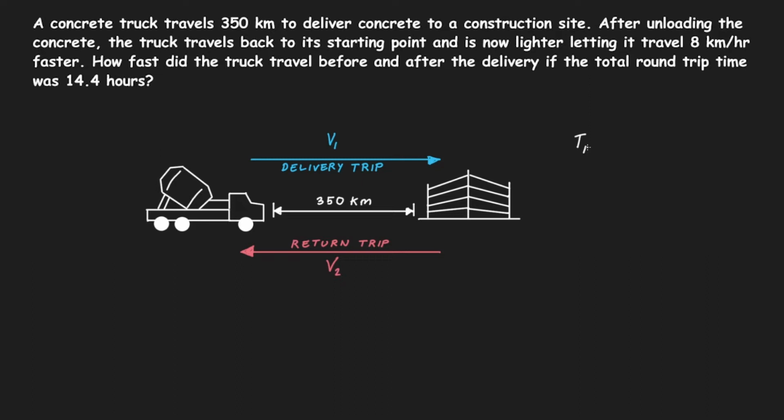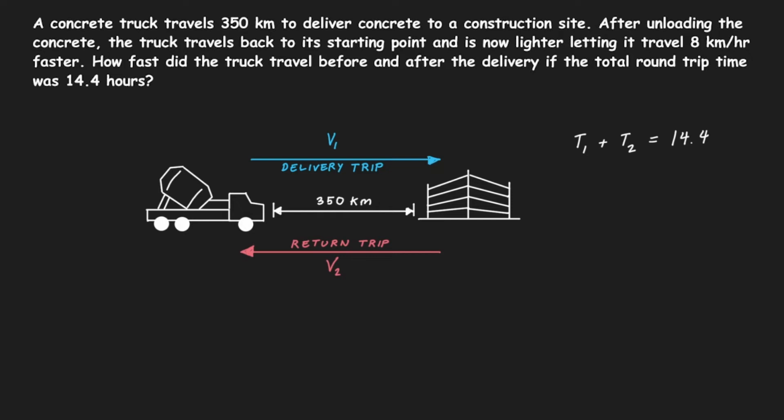So here I'm going to write T1 plus T2 equals 14.4. T1 is the time it took to make the delivery trip, and T2 is the time it took to make the return trip. So adding them together makes a total round-trip time of 14.4 hours. Here, it looks like we're going to have to relate T1 and T2 to V1 and V2.